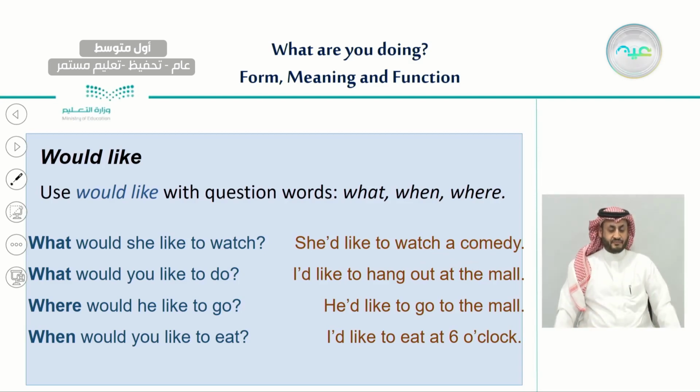The second question, with what also, what would you like to do? I would like to hang out at the mall. So notice here that we use she and we use you and nothing changes in the verb. Nothing changes. Let's see the question with where. Where would he like to go? He'd like to go to the mall. And the last question, when would you like to eat?